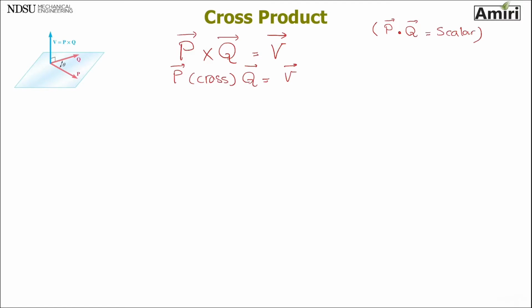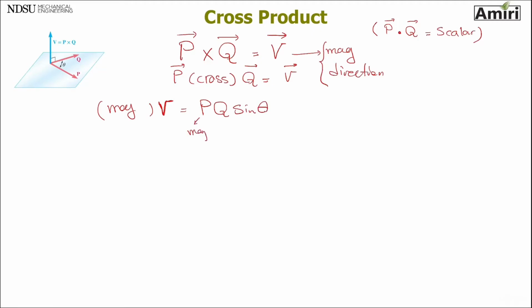And a vector has a magnitude and has a direction. Now, the magnitude of the cross product equals P Q sine of the angle between them, sine theta. P is the magnitude of P, Q is the magnitude of Q, and theta is the angle between those two vectors. That's for the magnitude. The direction of it, however, is identified by the right-hand rule.